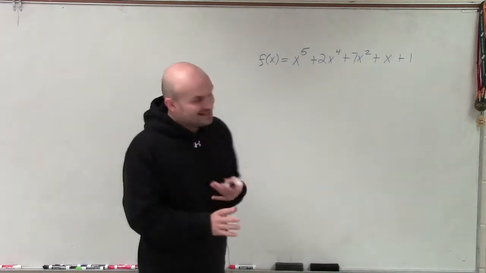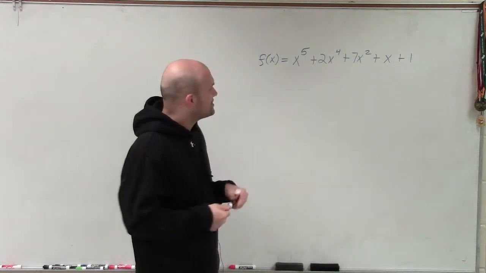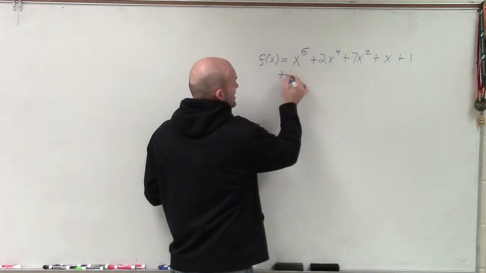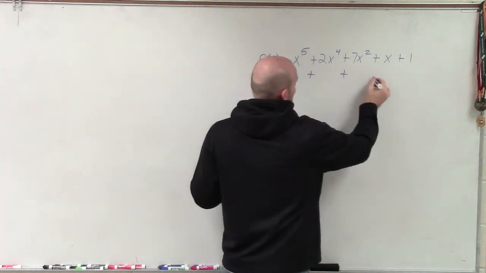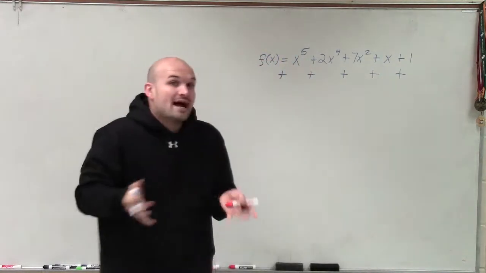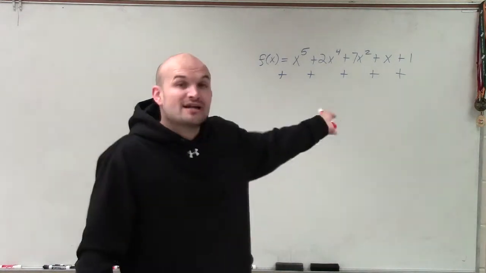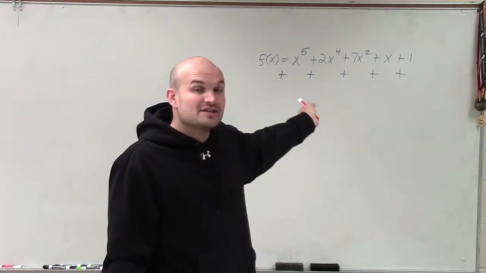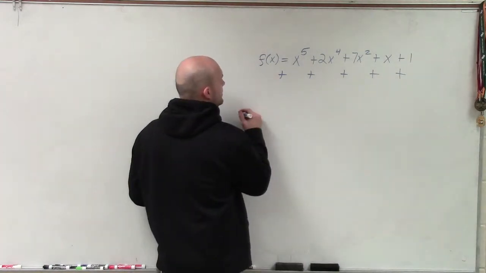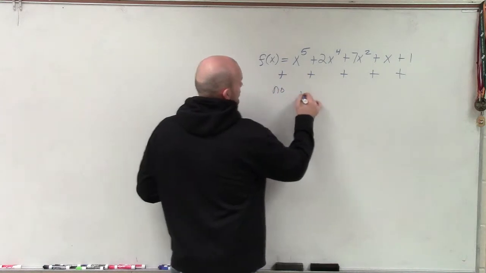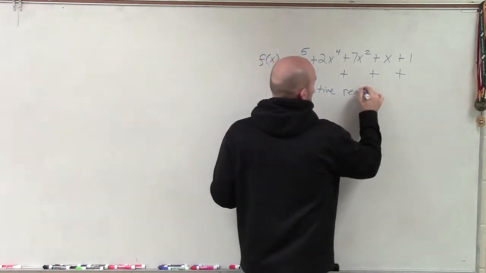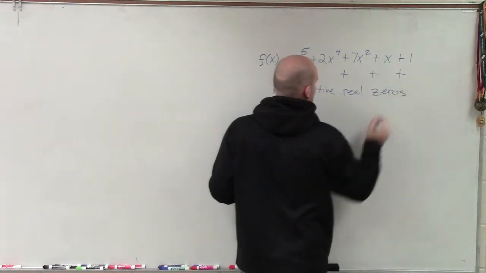A lot of times I say drop down the signs so you can see where the changes occur. And this one's pretty obvious. You can see there's not one subtraction sign, but I'll still bring down the signs just so you can see that. And you can see there's no change of signs. So if you were to factor or try to solve this to find your zeros, you'd notice that none of the zeros are going to be positive. There's not going to be any positive real zeros.